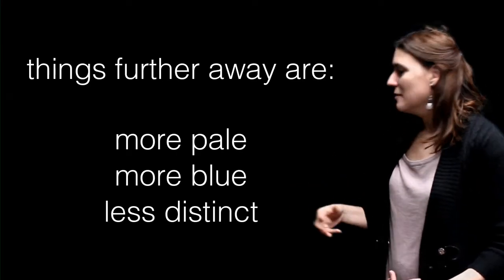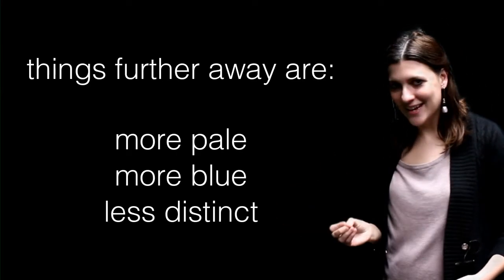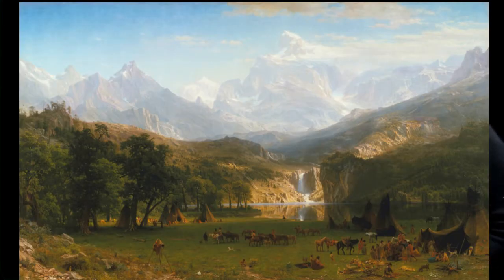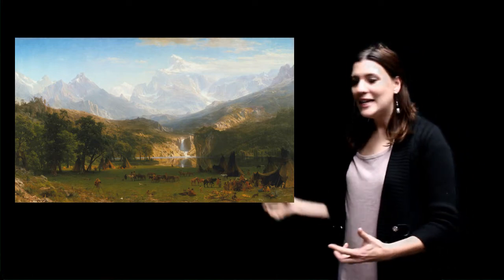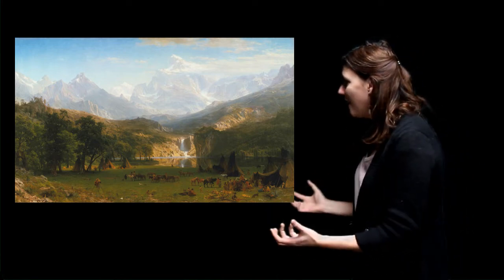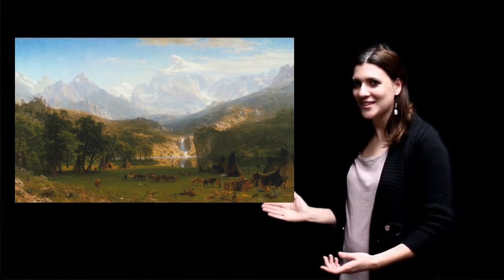Another way that artists show depth is by the use of atmospheric perspective. It's been established that if you want to make something appear further away, you can make it paler, more blue, and less distinct. That's how Albert Bierstadt was able to make his mountains look miles away, even though we're experiencing it all on just a single flat surface.